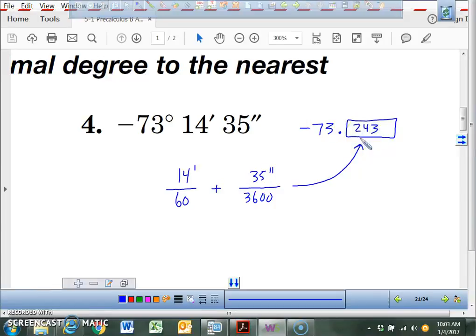Students usually don't mess up on the positive, they mess up on the negative, because I want you to understand that the negative sign lets you know which direction I'm going. I'm going clockwise.